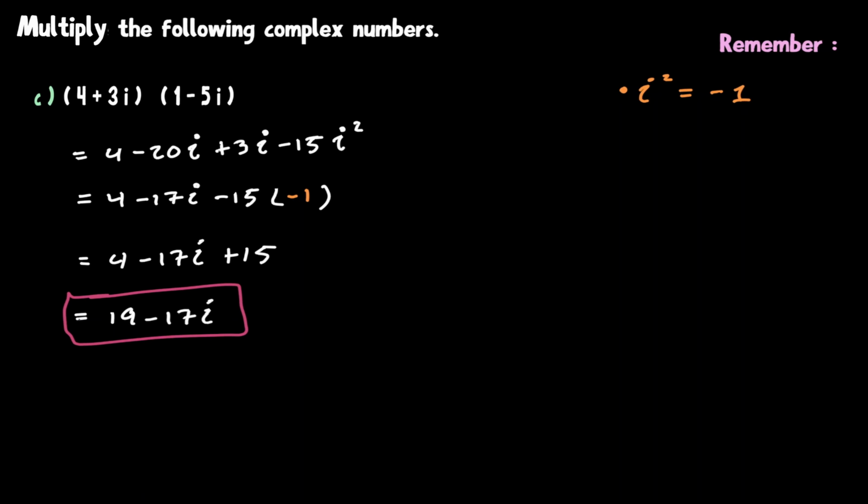And now that I wrote this down in standard form, the value that does not have an i, or the real number, goes first. And the value that has an i, or the imaginary part, goes second.